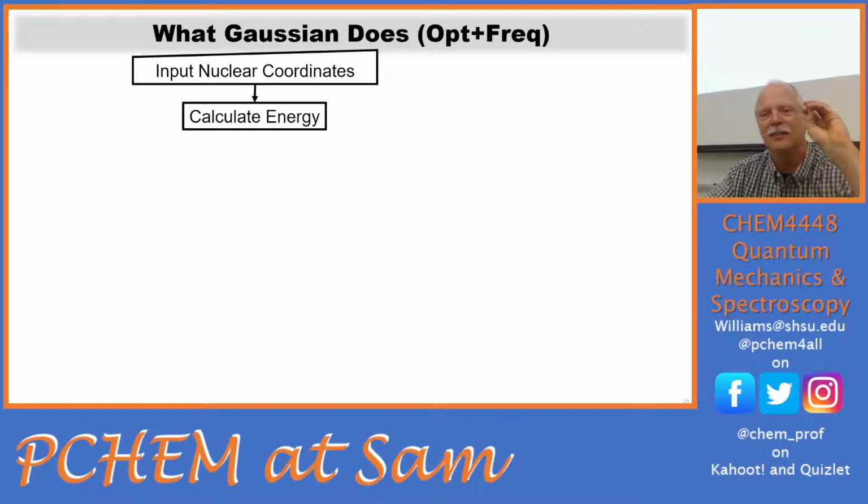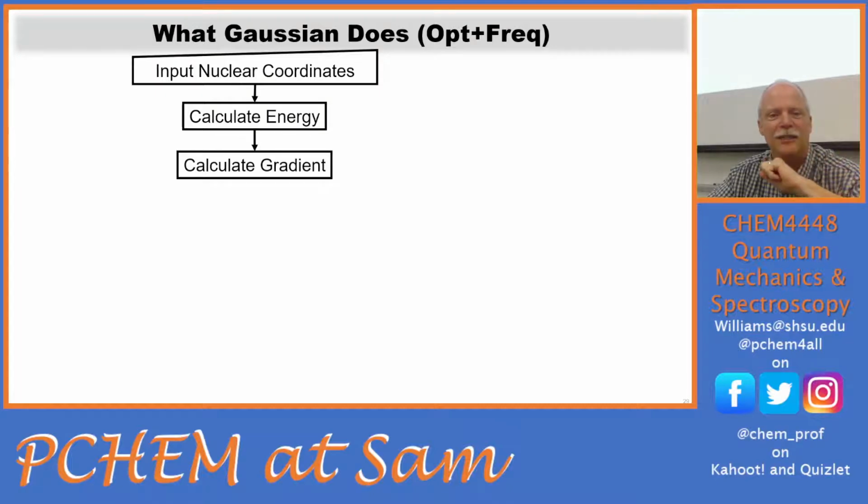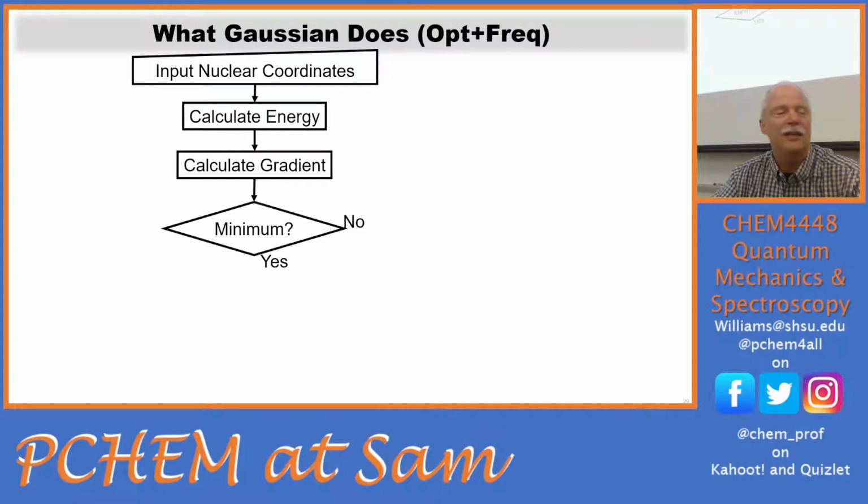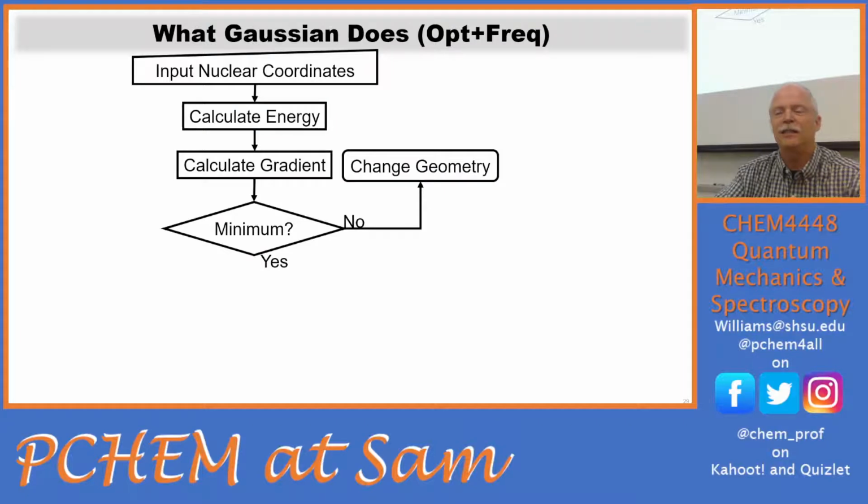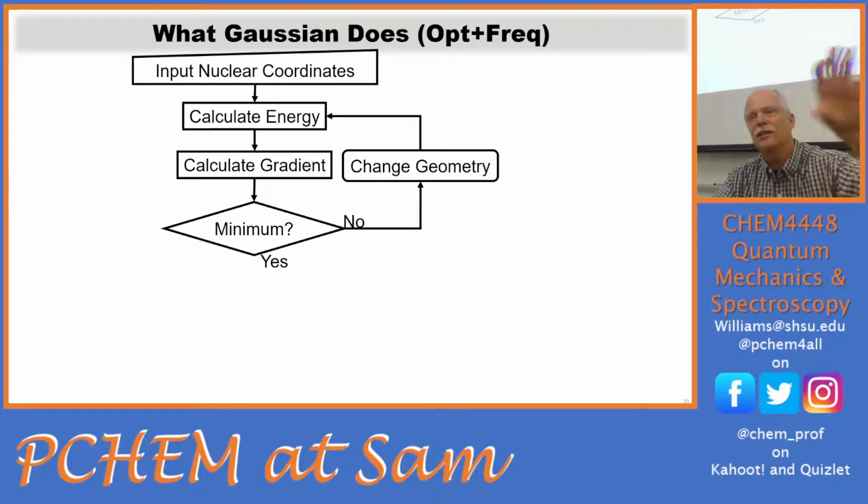And so we'll probably finish up with this. This is what Gaussian's doing with the optimization and frequency calculation. You give it the nuclear coordinates by building the molecule. It calculates the energy and the slope with respect to those coordinates, and it determines whether it's at a minimum or not. If it's not at a minimum, it changes the geometry and starts over. And so this loop here is what produces most of the output, and that's why your output file is full of so much stuff you're not interested in. And then eventually you reach a criterion that says it's converged. It's at the bottom of the well.